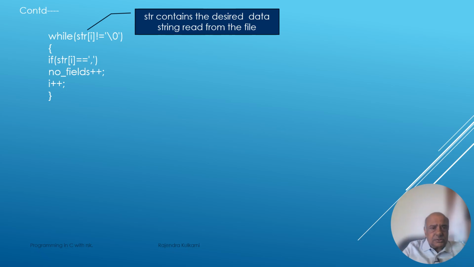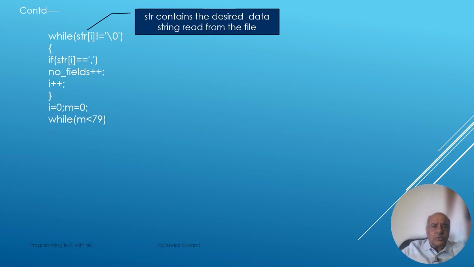Next, if str is equal to comma, it tells us when str has reached the comma, and for every comma present in str we increment an int variable, no_fields, because we want to know how many fields there are in the row of the file.